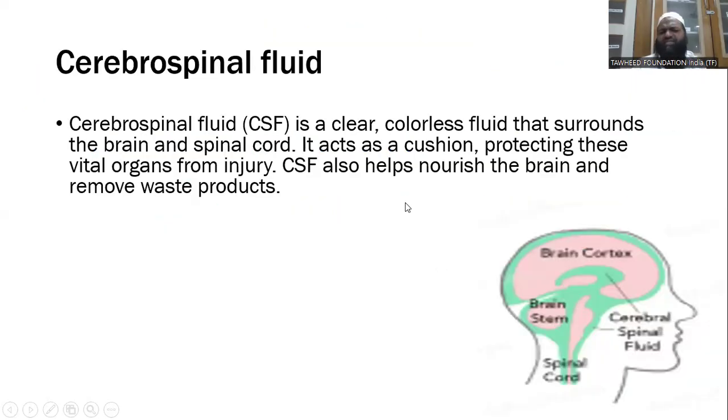So coming to CSF, cerebrospinal fluid. Cerebrospinal fluid is a clear, colorless fluid that surrounds the brain and spinal cord. If you see, this is the fluid, cerebrospinal fluid. It acts as a cushion, protecting these vital organs from injury. CSF also helps nourish the brain and remove waste products.